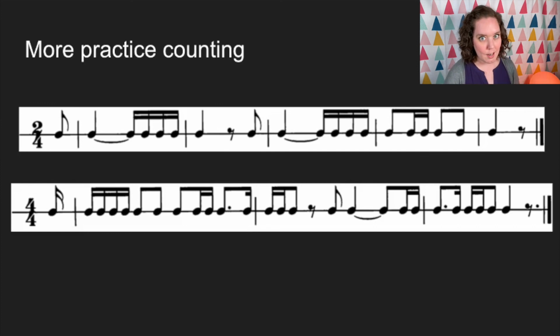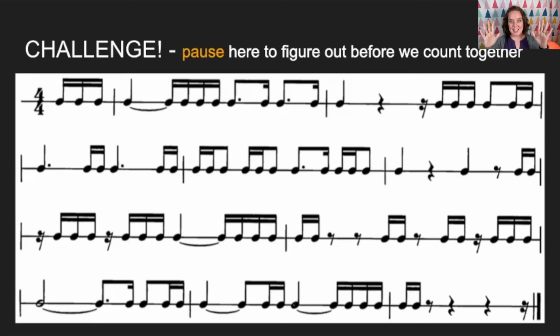All right, here comes a challenge. This is a big one. Pause it right here so that you can figure out before we count together. Got it? Here it goes. I'm going to give you 3 beats and that first part of beat 4, and then we'll start on E and together. 1, 2, 3, 4.